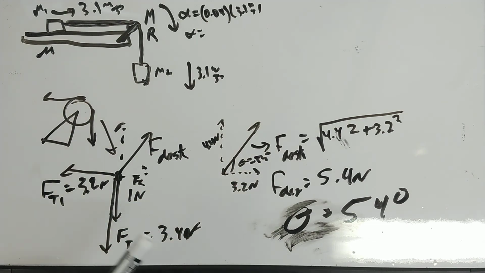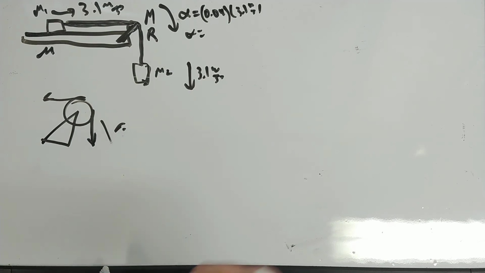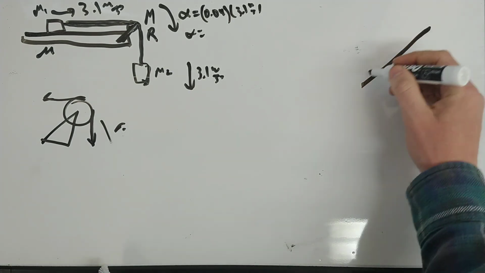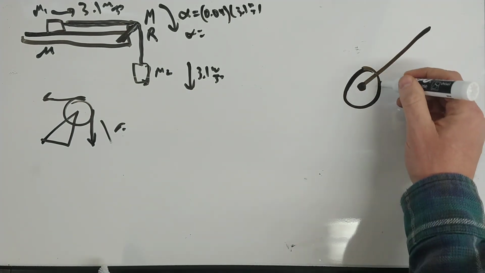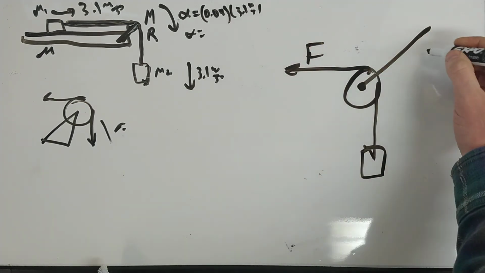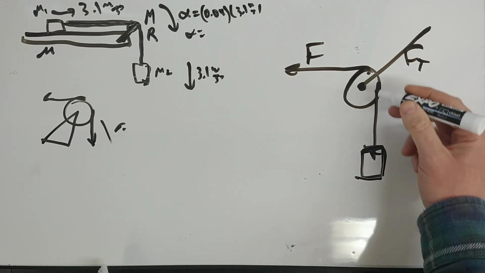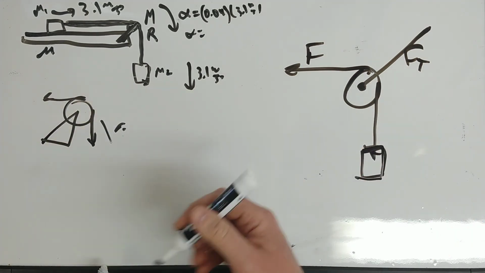Because sometimes they'll be mean and it'll be like something like this where it's not on a desk. It'll be like on a string, a pulley on a string. And there's a mass hanging from it and some random force pulling this way. So you got to figure out the force of tension in this string. Well, that depends, right? It's basically the same setup.